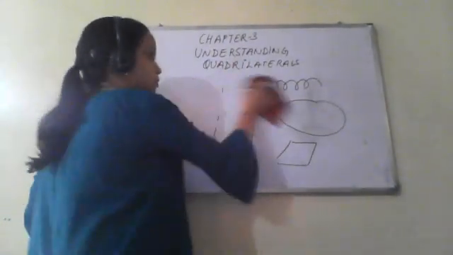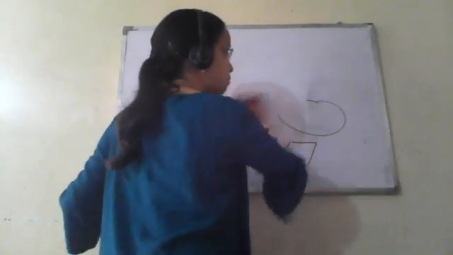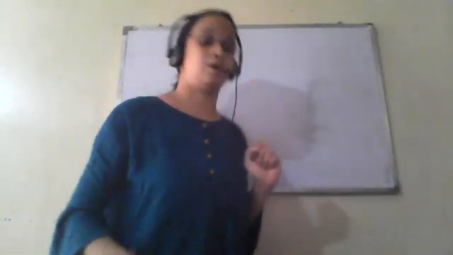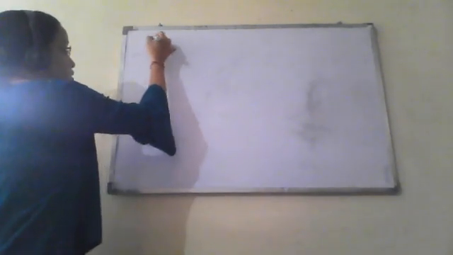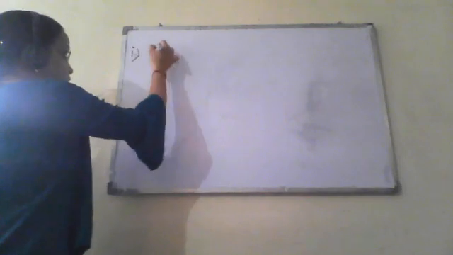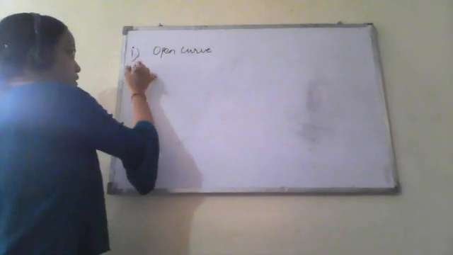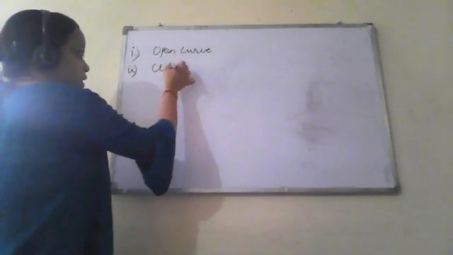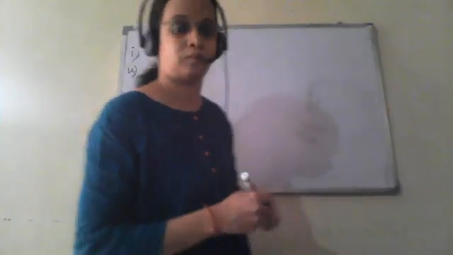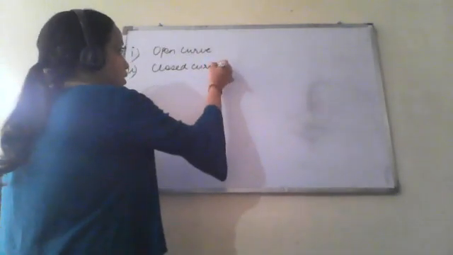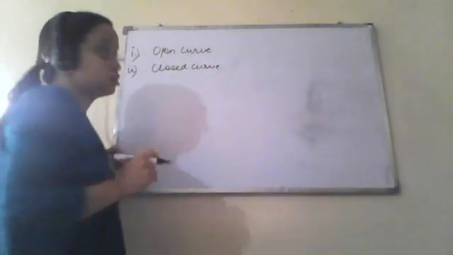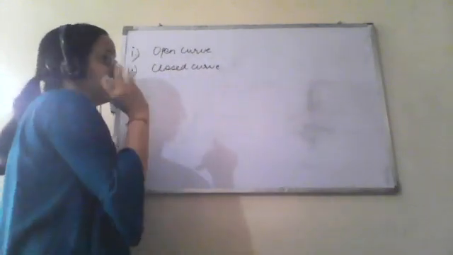Now there are different types of curves: simple curves, non-simple curves, open curves, and closed curves. We'll study them one by one. The first classification is open curve and closed curve. Now what are open curves and what are closed curves? As the name suggests, open.